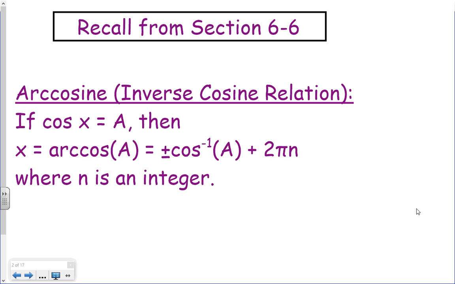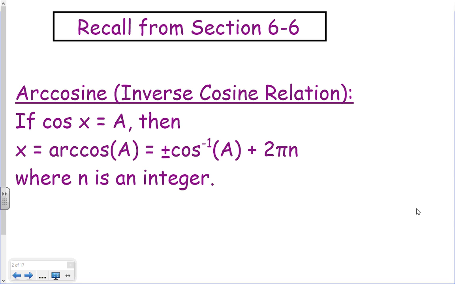But this is what we learned in section 6.6 about arccosine, dealing with the inverse cosine relationship. And it turns out that arccosine can be defined in the following way. Remember that what we're doing is solving an equation that looks something like what you see here on the board. We've got cosine of x is equal to a.